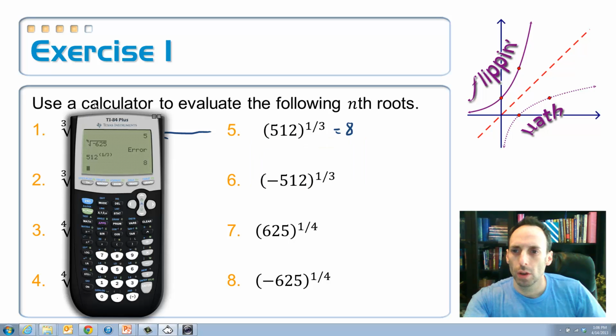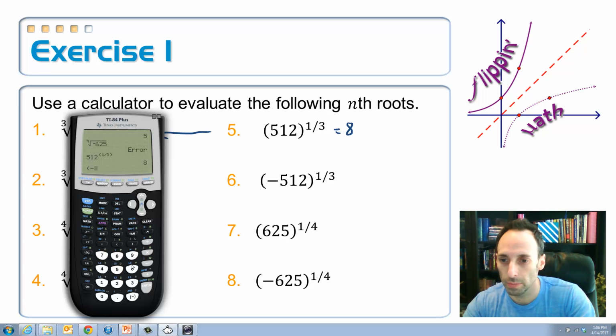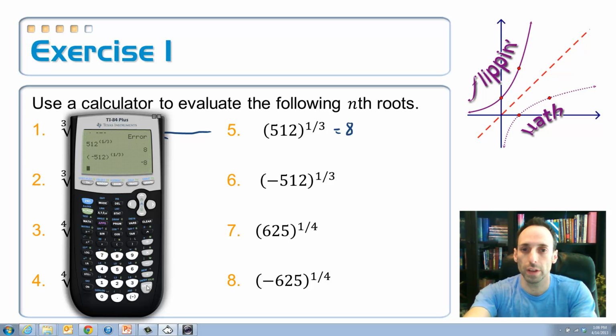Let's try another one. Okay, so this time the 512 is negative, so I need to put that in parentheses starting. So negative, nope, not negative, that's the minus key. 512, whoa, double negatives there. They cancel each other out, delete. Close the parentheses, raise that to, open the parentheses, 1 divided by 3, close the parentheses, didn't open them. Okay, now I've got negative 8.